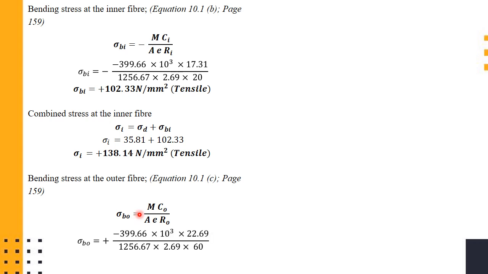We'll substitute the moment, the distance of the outer surface from the neutral axis, the area of cross section, the distance between neutral and centroidal axis, and the radius of the outer surface. You can substitute all the values. After careful calculation, the bending stress at the outer fiber will be minus 44.711 Newton per mm square. It is negative, indicating the compressive stresses generated.